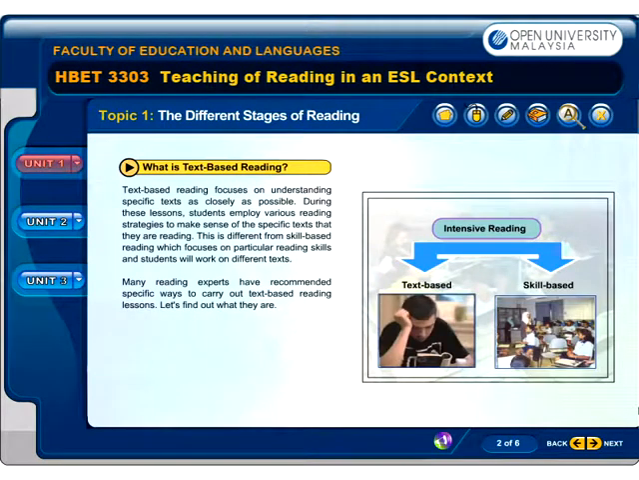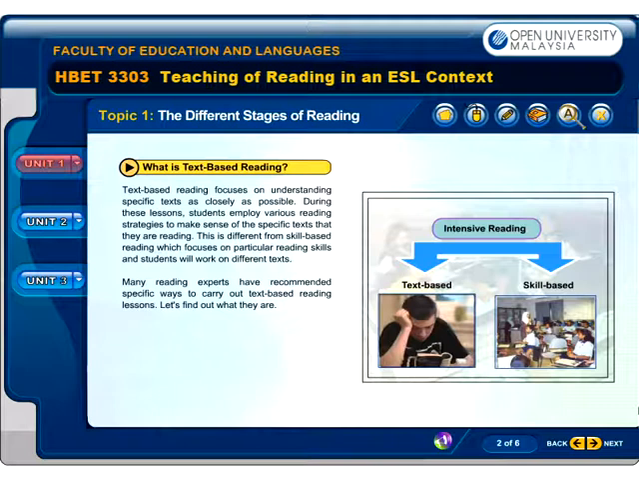Text-based reading focuses on understanding specific texts as closely as possible. During these lessons, students employ various reading strategies to make sense of the specific texts that they are reading. This is different from skill-based reading, which focuses on particular reading skills, and students will work on different texts.